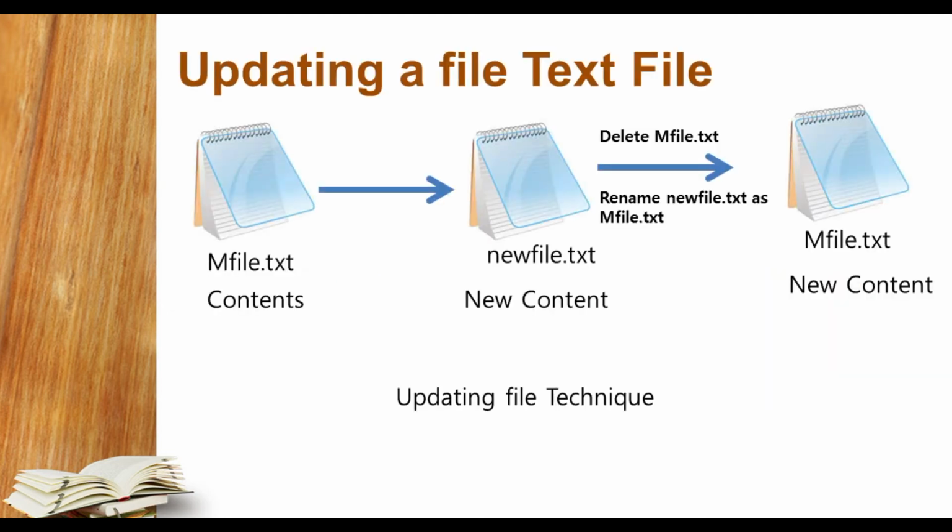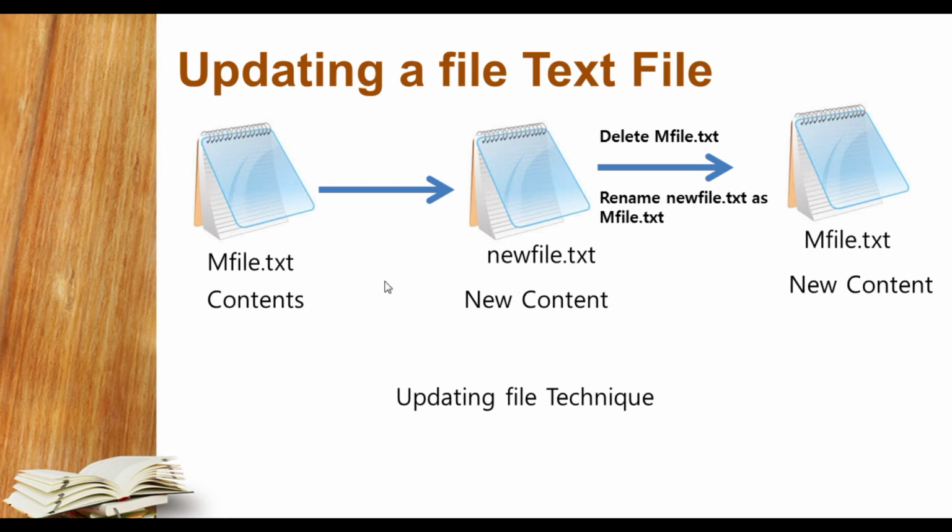Now we need to understand the updating process of a text file. Suppose there is a file named m.txt, and here is some content. After that, we can create a new file with new content. Suppose m.txt contains old content, I do some operation and store m's content in a new file with new content. After that, I will delete the m file, and then rename the new file as m because this one contains the new content.